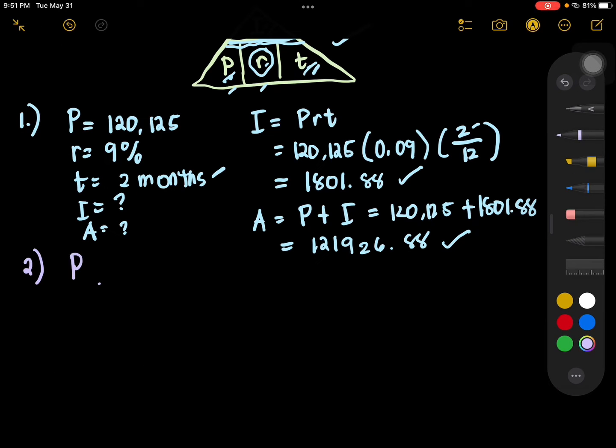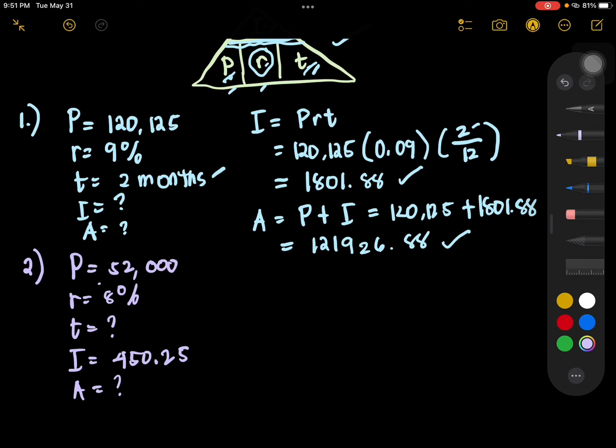For number 2, the principal is 52,000, and then we have the rate as 8%. We are looking for the time because it's unknown. We also have the given interest. Okay, and we are also looking for the final amount. Okay, so what is the formula in finding the time? Could you give me the formula? Okay, very good. It is interest over principal times the rate.